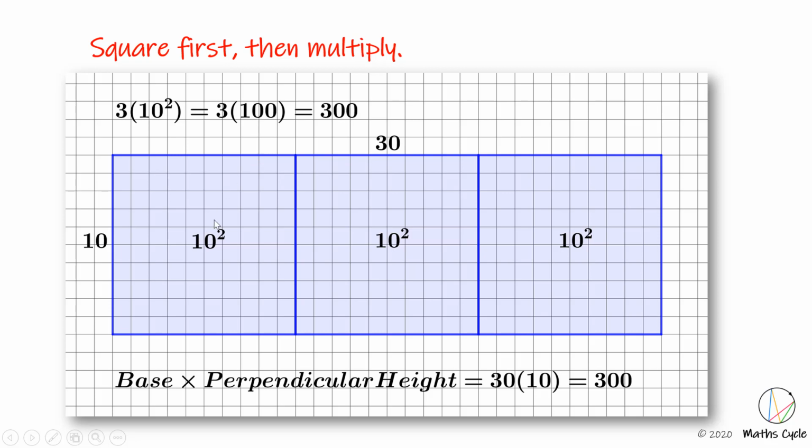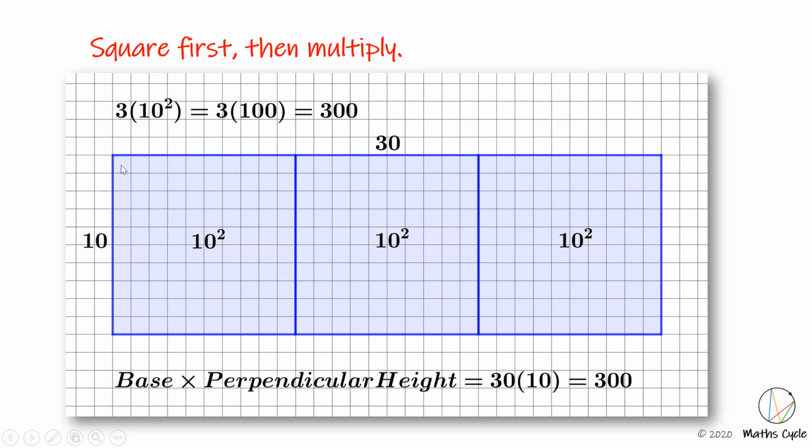And then I have to take that 100 and multiply it by 3 to see how many there are in 3 squares. So that will be 3 multiplied by 100, which is 300. Can you see that? You square first, so 10 squared is 100, and then multiply by the 3 to make 300.